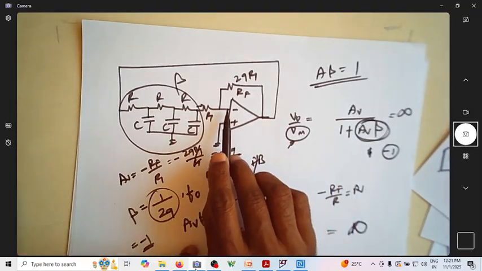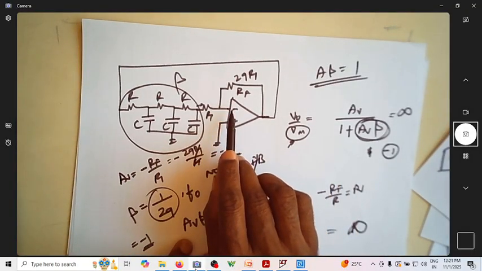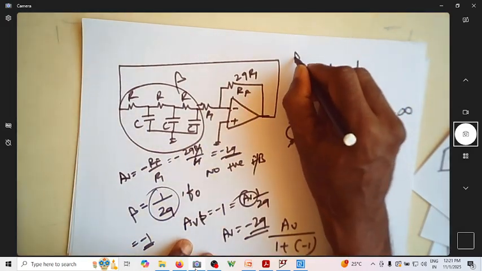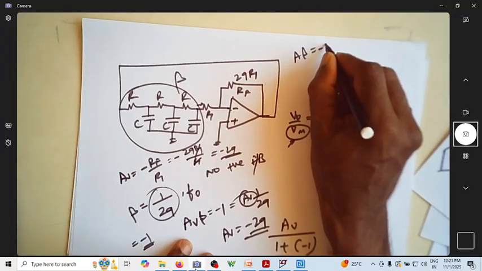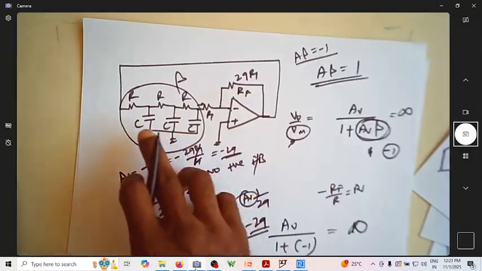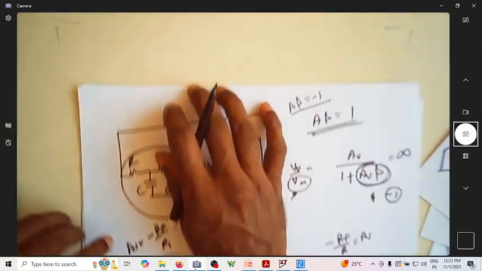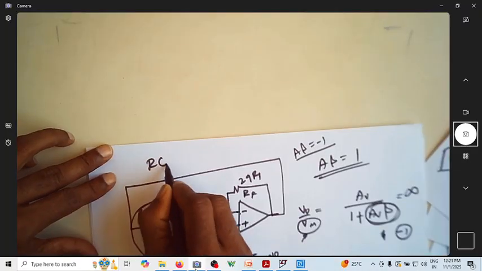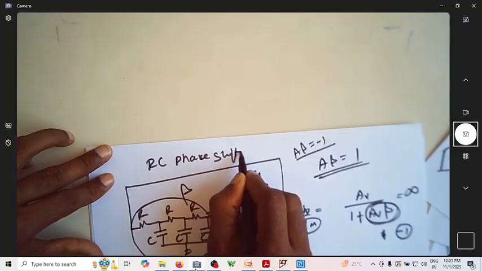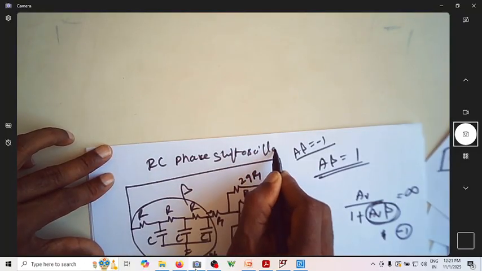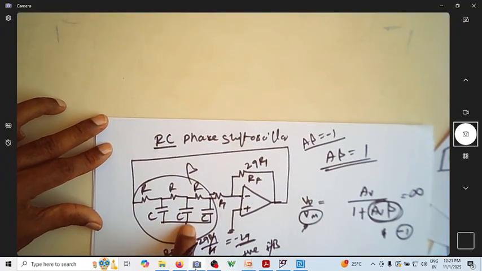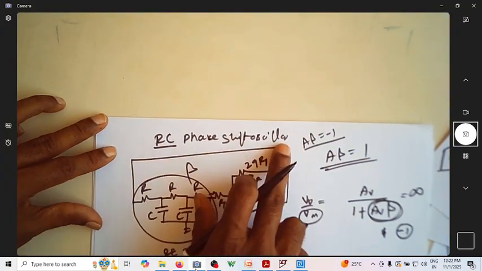So even by providing negative feedback only, but by achieving this AV beta equal to minus 1, I can still achieve oscillations using this type of circuit. This is called the RC phase shift oscillator, because you are using 1, 2, 3 RC networks. So this is the RC phase shift oscillator.